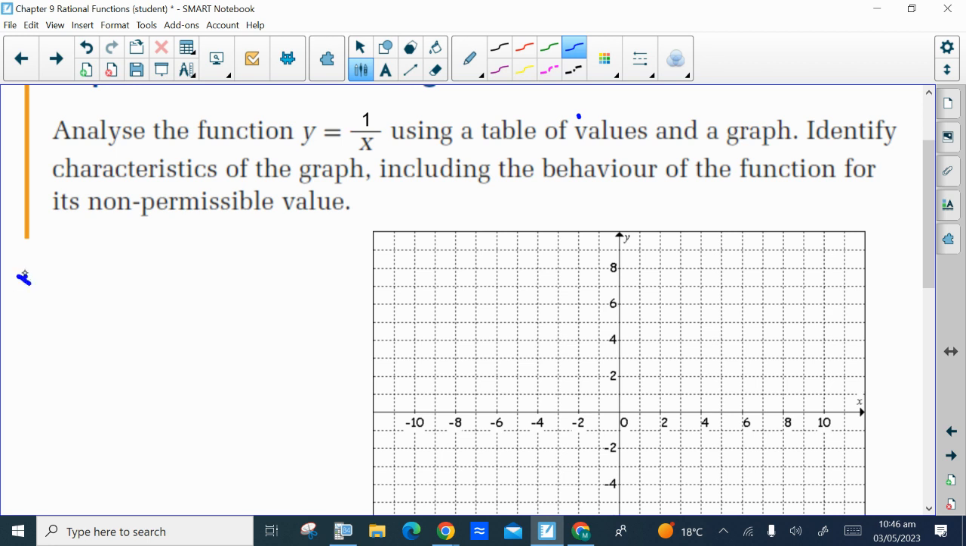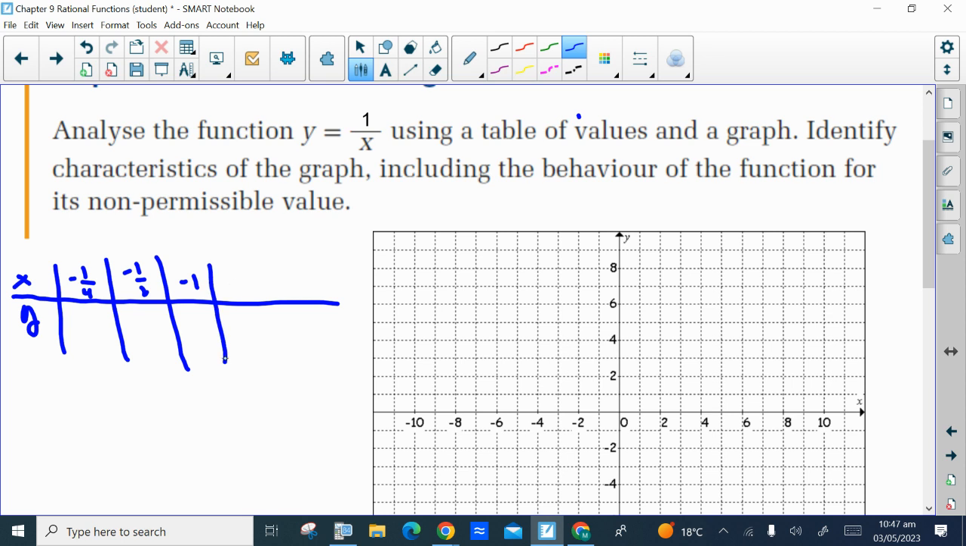So for example, I can start with some negative values of x. Maybe negative 1/4, negative 1/2, negative 1, negative 2, and let's do negative 4. When x is negative 1/4, 1 divided by negative 1/4, well, to divide by a fraction, we multiply by the reciprocal. That'll be the same as 1 times negative 4 over 1. 1 divided by negative 1/2 will be 1 times negative 2 over 1.